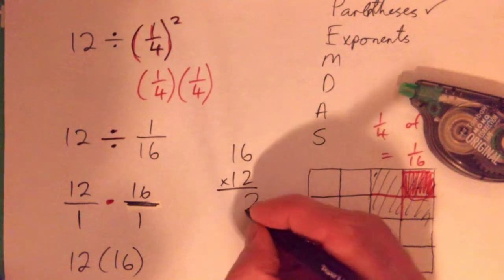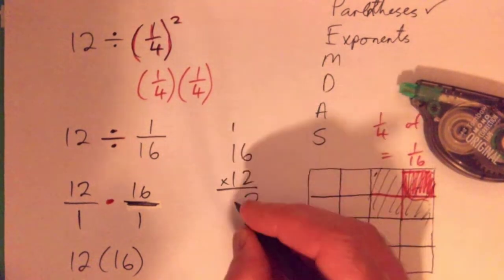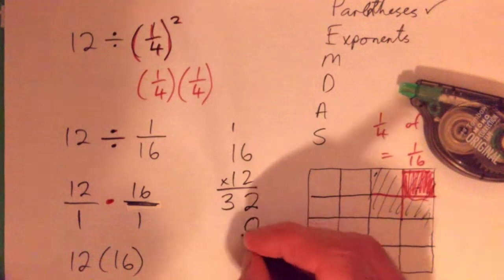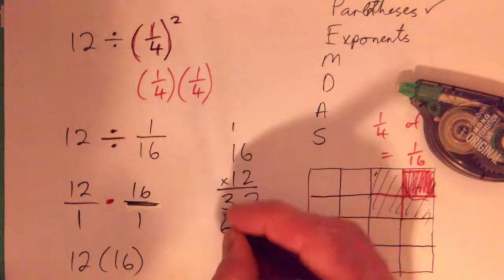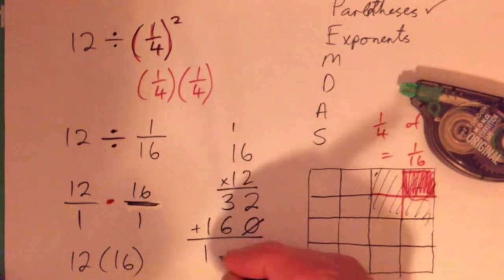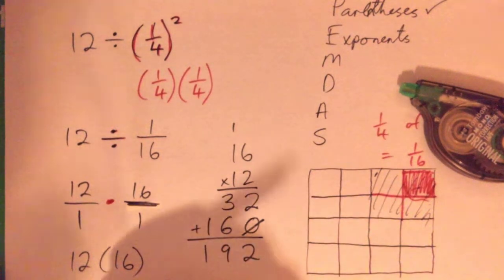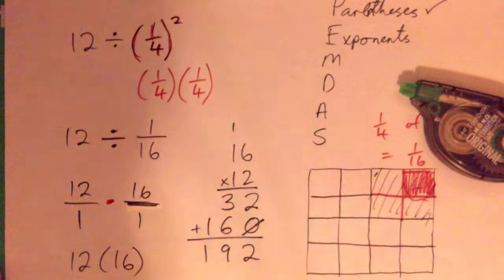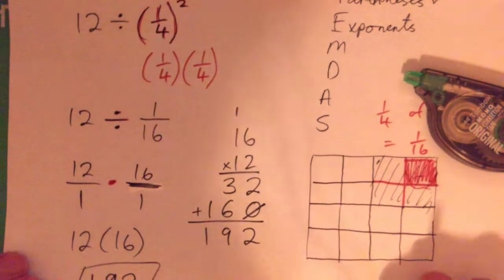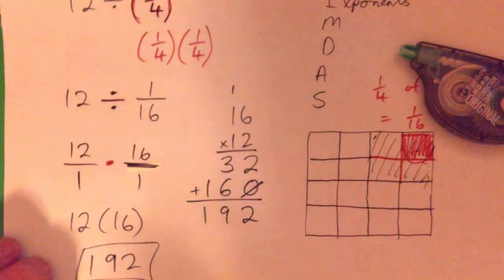2 times 6 is 12. Carry 1. 2 times 1 is 2, and 1 is 3. Put down a 0. 1 times 6 is 6. 1 times 1 is 1, and add 1, 9, 2. Right? So 192. Right?